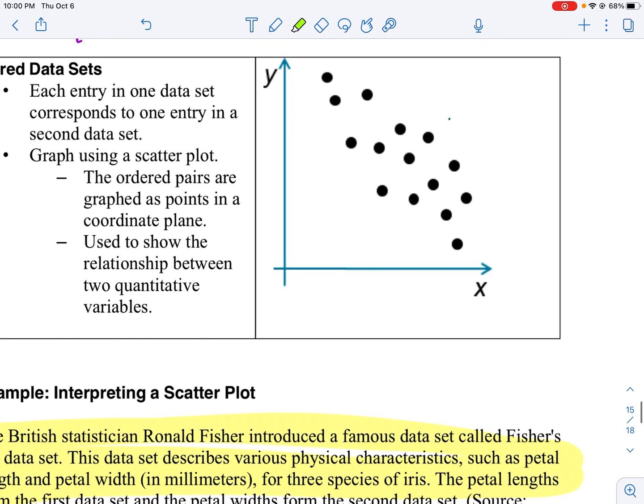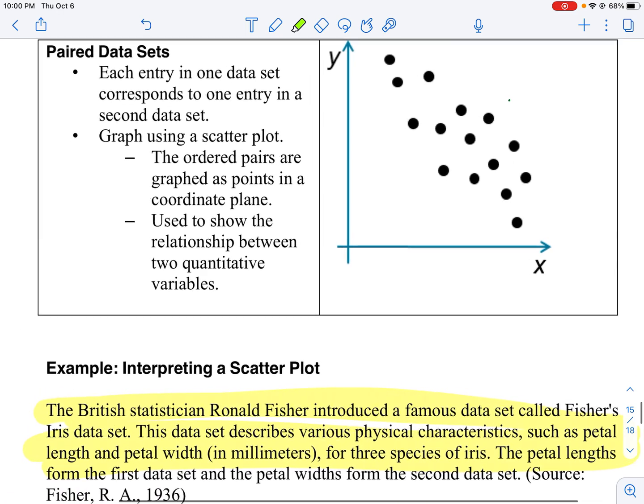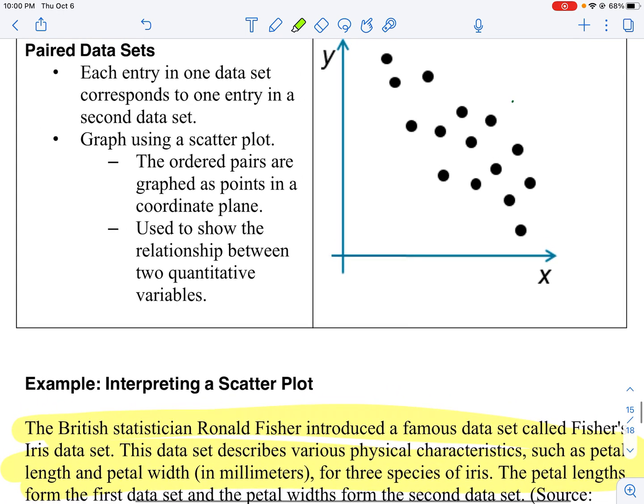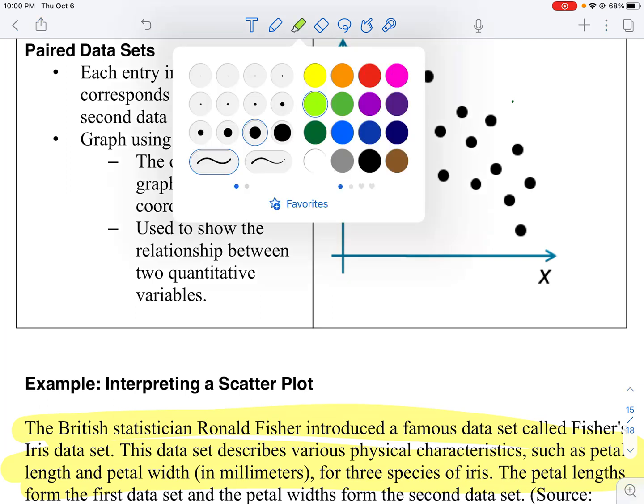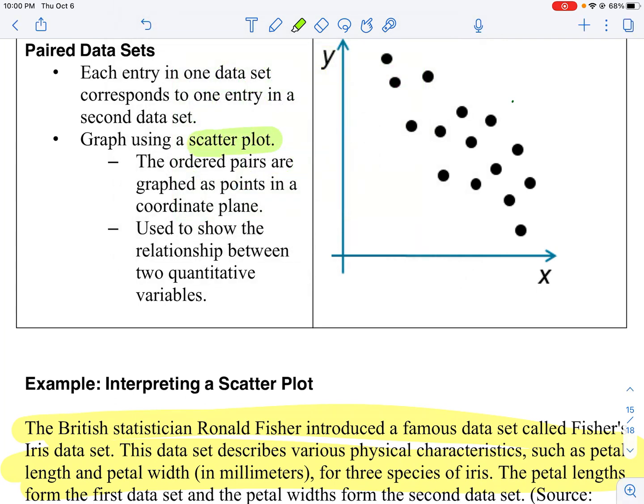Let's talk about paired data sets. So here goes paired data sets. Each entry in one data set corresponds to one entry in a second data set. So to represent a paired data set, we use what we call a scatter plot. You've probably seen something like this before. These are ordered pairs. They are graphed as points in a coordinate plane. They are used to show relationship between what? Quantitative data.